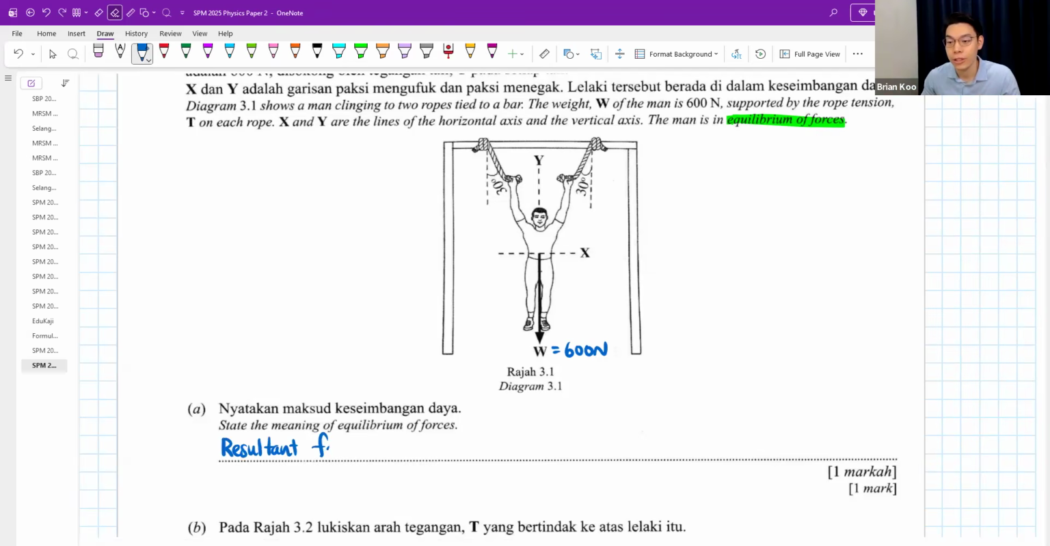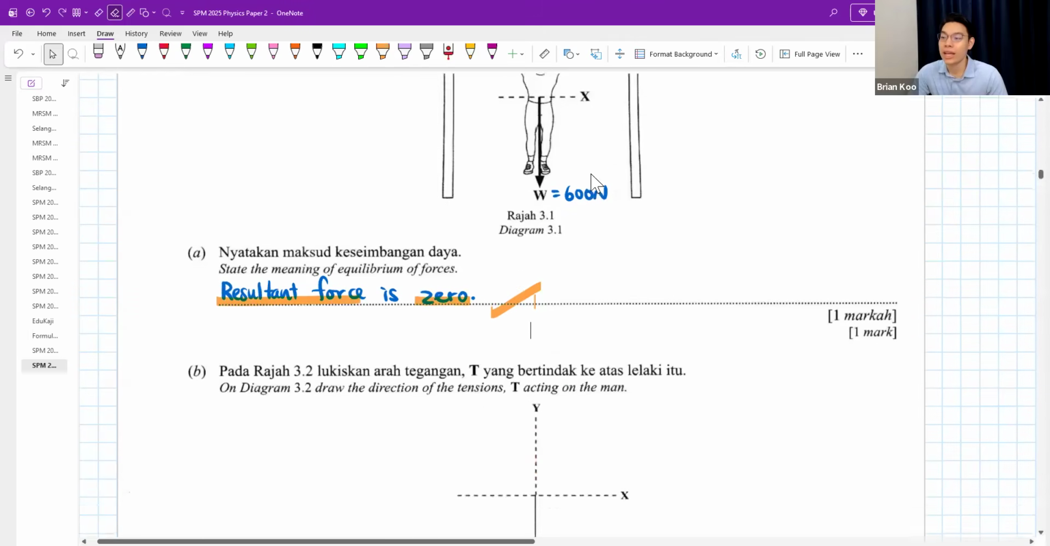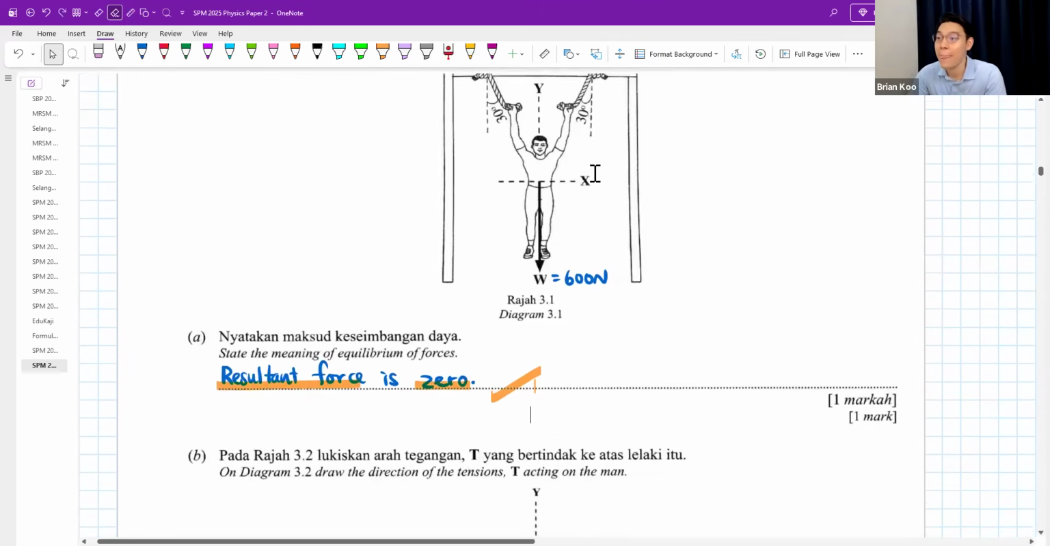Resultant force is 0, or it is 0 resultant force, or net force is 0. In SPM, we say resultant force is 0. Already got marked. Okay. Part B, on the diagram, draw the direction of tensions acting on the man.